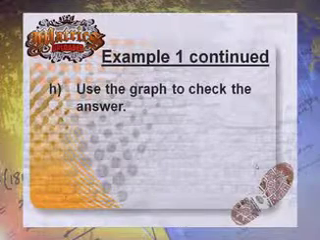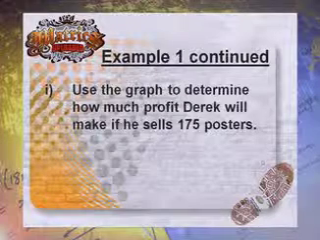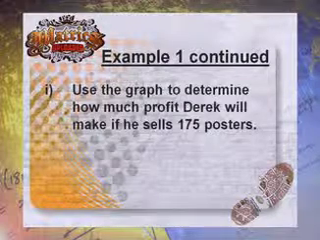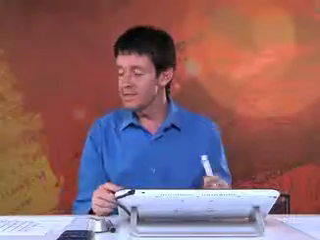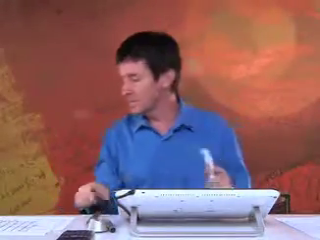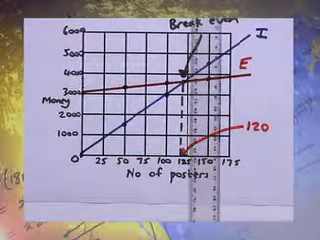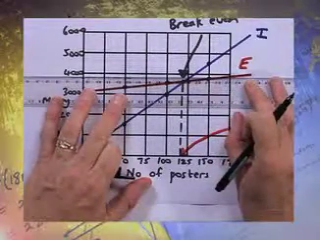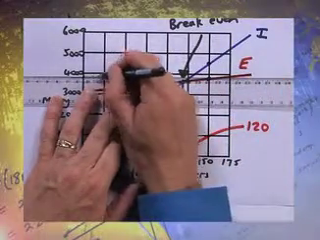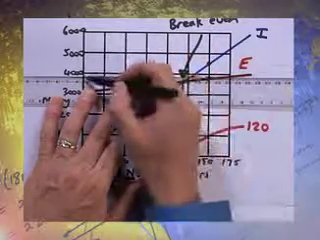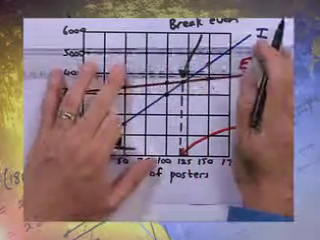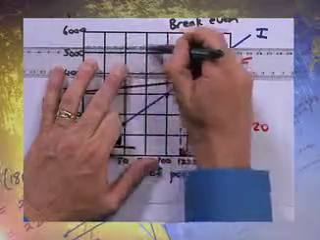Okay, let's continue with some other questions that could be asked. Use the graph to check the answer. Well, that we've done. We can see that it's 120 there. Now use the graph to determine how much profit Derek will make if he sells 175 posters. Now, guys, if you have a look at 175 posters, let's go and have a look at the graph. At 175, we can go up and say, well, what do we have? For the expenses, we've got something here, and for the income, I'm not too sure what's going on there.